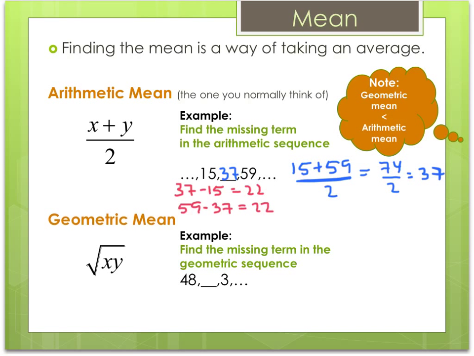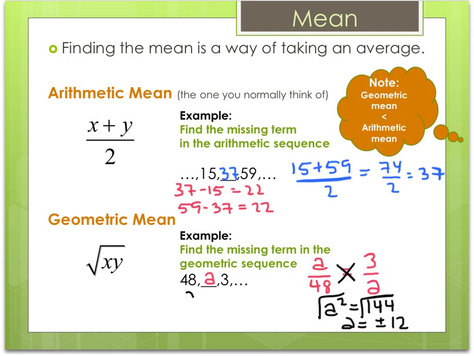Now for a geometric sequence, we have to do it a little bit differently. So remember, our geometric sequence is defined by having a common ratio. The common ratio is found by taking the term after and dividing it by the term before to find the constant common ratio. So if I want to find the middle term a, well, a over 48 needs to be equal to the term after it divided by a. Cross multiplying, a squared is equal to 144. Taking the square root, a can be positive or negative 12. So we have two possibilities here, depending on the sign of our common ratio.